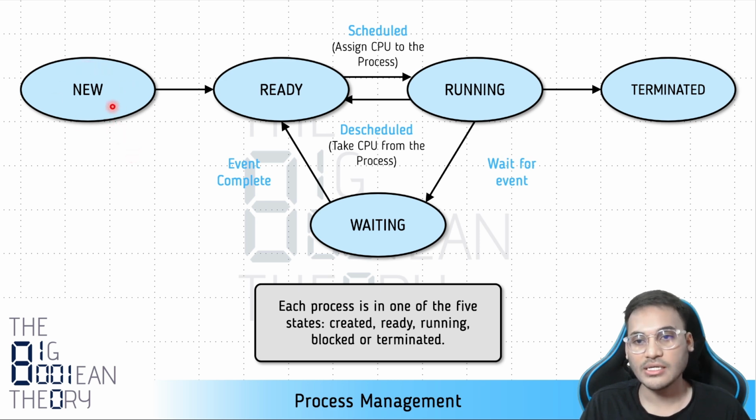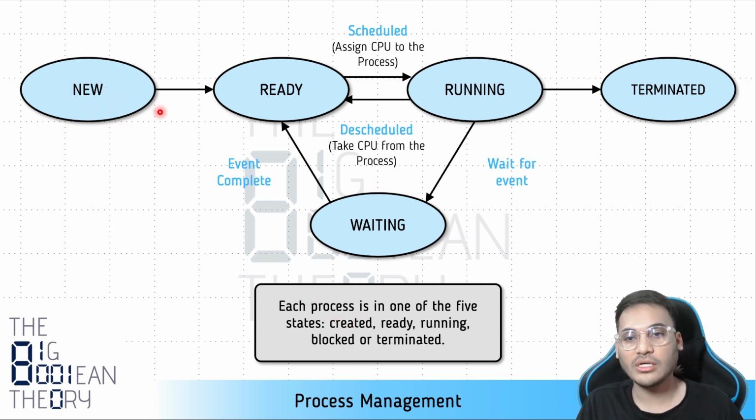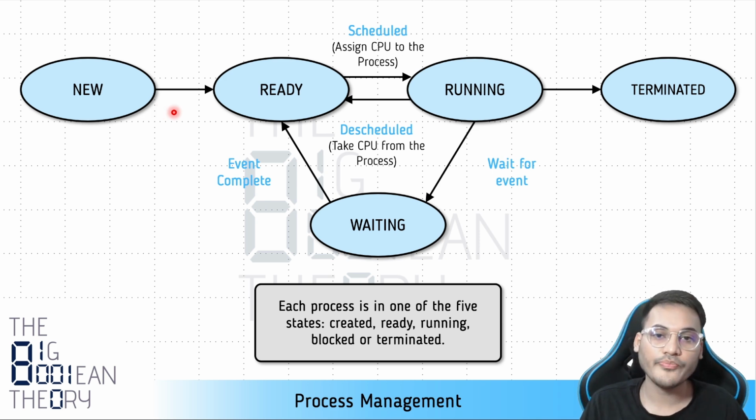The first state is the new state. Whenever a process is created, it goes into the new state. In this question, they have asked that each process should be in one of the 5 states, that is created, ready, running, blocked, or terminated. So the new state is the same as created. Then from the new state, the process eventually transitions into the ready state.